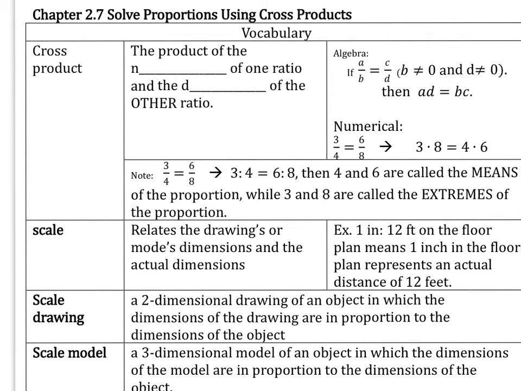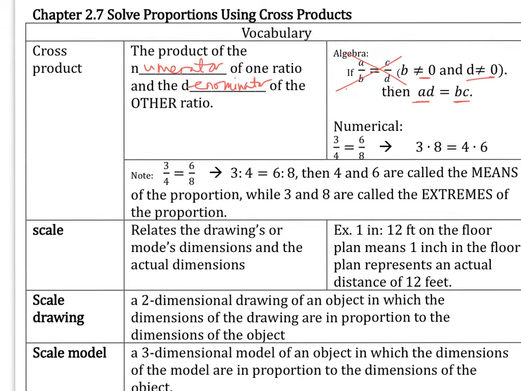2.7. Solve proportions using cross products. The cross product simply means the product of the numerator of one ratio and the denominator of the other ratio. So algebraically, what that means is if A over B equals C over D, then A times D equals B times C, where B and D do not equal 0.